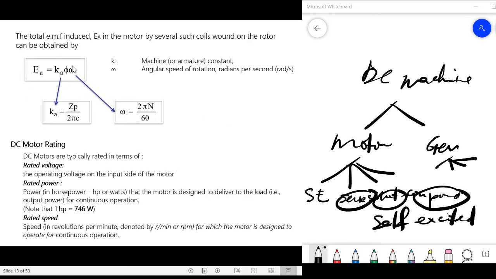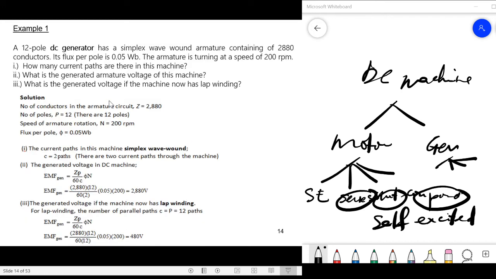Yang ini selalu pakai. Ea is equals to K phi omega. Sebab dia adalah EMF kan. Omega adalah 2 pi N divided by 60. N is the speed, Ka adalah machine constant. Selalunya given lah ni. So DC motor are typically rated in terms of rated voltage, rated power, ni selalunya dibagilah. So look at the example 1.